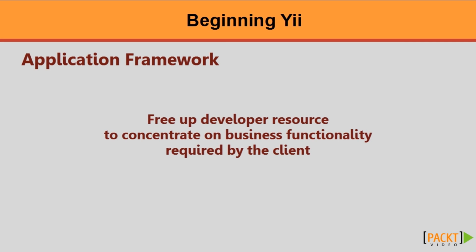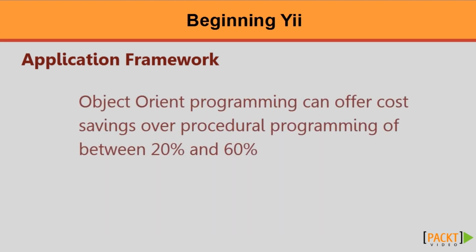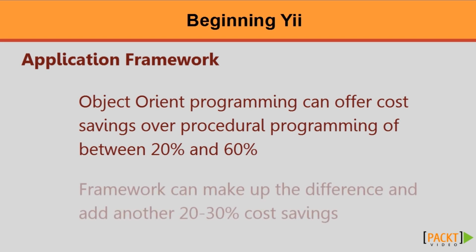Now back to reuse, the holy grail of all software development, and let's look at some statistics. Some sources claim that object-oriented programming can offer cost savings over procedural programming of between 20 and 60%, and frameworks can make up the difference and add another 20 or 30% cost saving. When you add these two together, that can be a massive saving of between 40 and 90%.